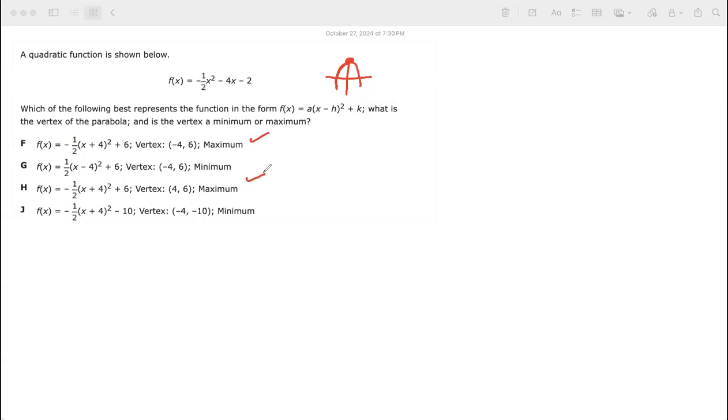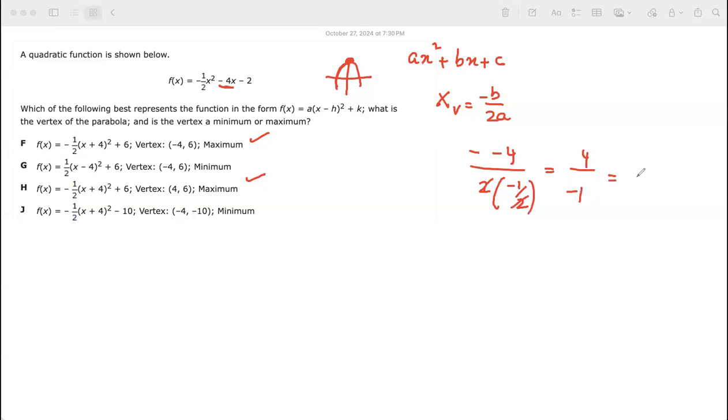Now, how do I find out the vertex? Vertex finding is easy from standard form. Standard form is of the format ax square plus bx plus c. The x coordinate of the vertex is minus b by 2a. What is the x coordinate of the vertex? Minus b means minus of minus 4. 2a is minus half. So 4 by minus 1. It's a minus 4. So that is the x coordinate of the vertex. This only is correct. Do you guys get it?